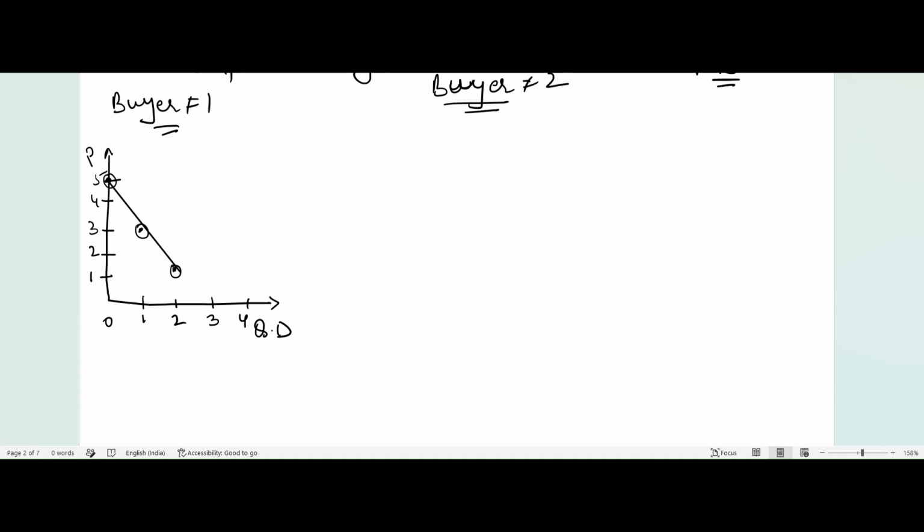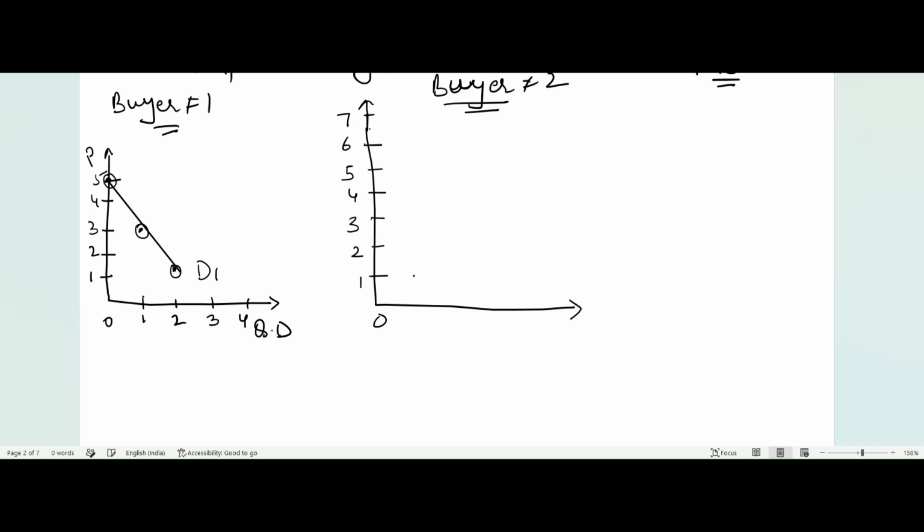Obviously a straight line, right? So I get this demand curve, this is D1, the demand curve for buyer 1. Now I'll also have a demand curve for buyer 2. Similarly, I'll have 1 here. So you mark it in line with this, so that when we go further for calculating things, it's easier and we get a more accurate answer.